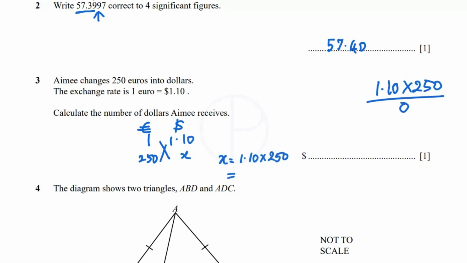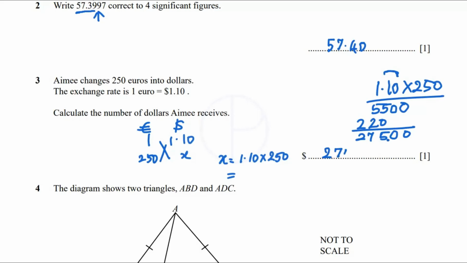0 times 110 is 0. 5 times 110 will be 550. Then 2 times 110 will be 220. Now add this. So here after the decimal point, 2 digits are there. So we have to keep a dot here. So 275 is the dollar.